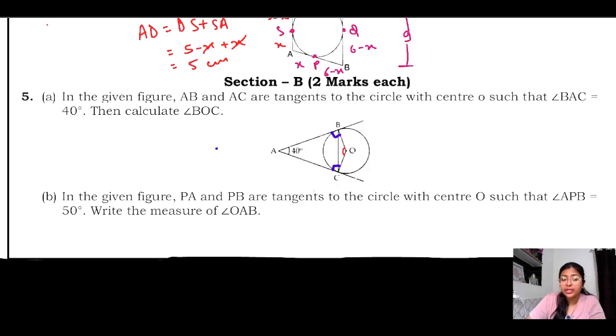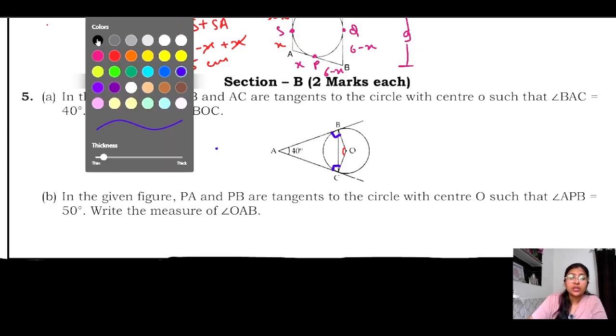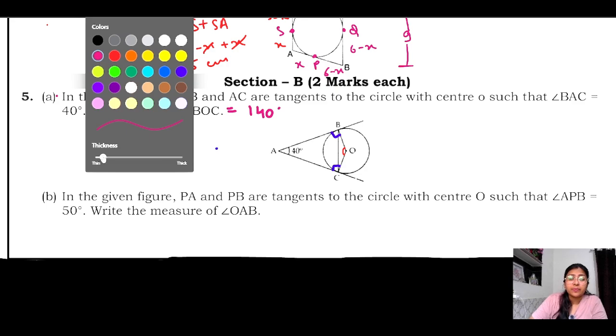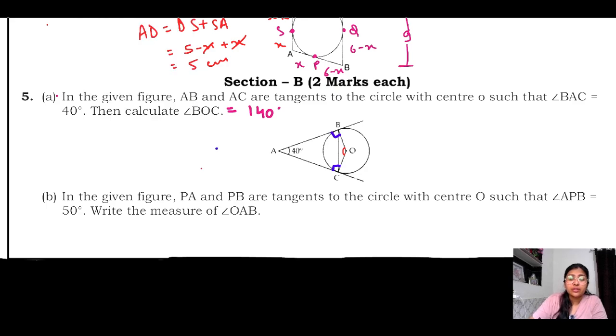Similarly, this angle is also 90 degrees, and the sum of all the angles of the quadrilateral is 360 degrees. So this angle plus this angle is 180 degrees, or we can directly use the concept that in this type of quadrilateral, this angle plus this angle is equal to 180 degrees because these two are supplementary angles. Yes, the correct answer is angle BOC is 140 degrees. Now read the next question.